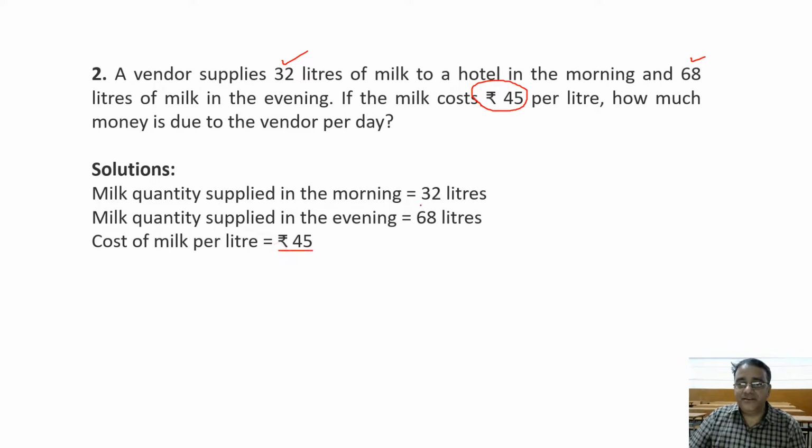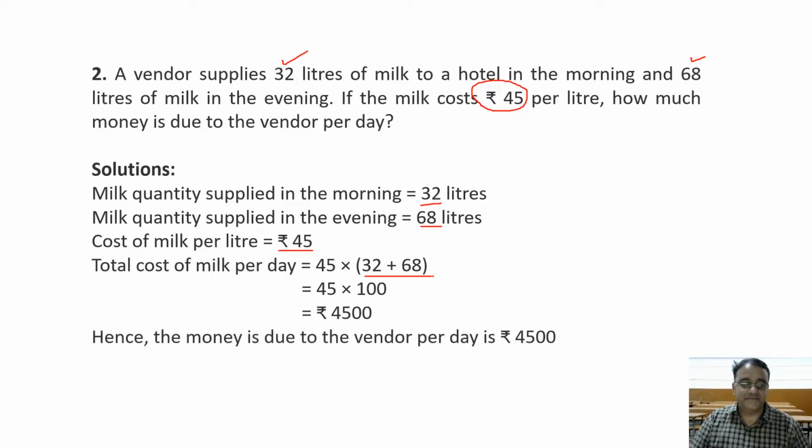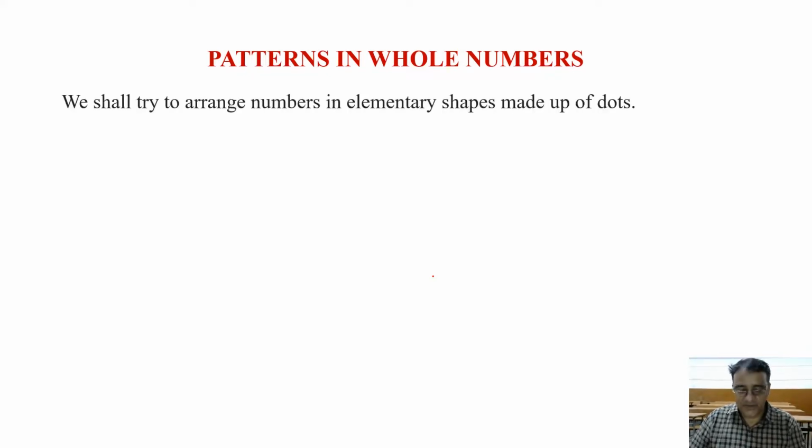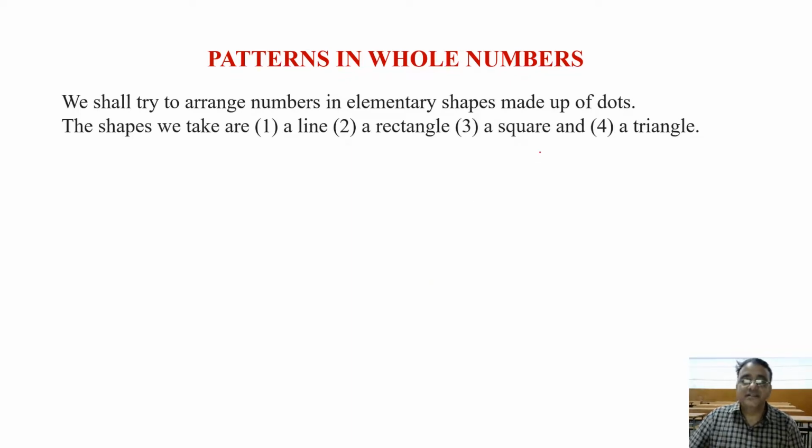So 45 into 32 plus 68, this is 100. So 45 into 100 is 4,500. So this is the final answer. Right? So now we are moving towards the next, the last topic, patterns in whole numbers. Be sure to arrange numbers in elementary shapes made up of dots. Okay? So the shapes we take are 1, a line, 2, rectangle, 3rd, square, 4th, triangle. So every number can be arranged as a line.